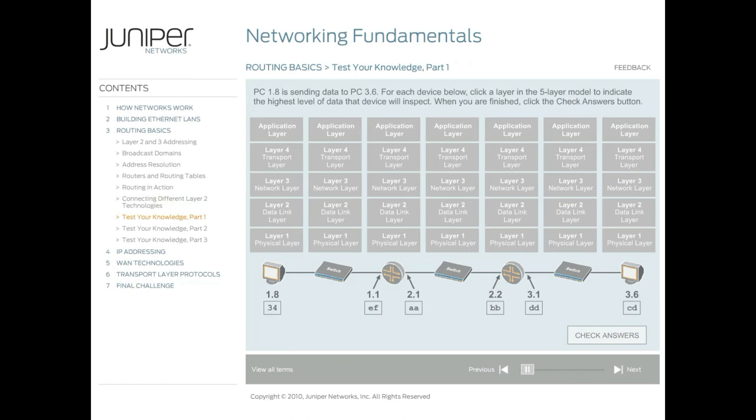Here's a chance to test your knowledge. As you saw in this section, different devices have access to different layers of data in the five-layer model. In the simplified network diagram on screen, let's assume PC 1.8 is sending data to PC 3.6. To get there, the data passes through various devices. For each device shown on screen, click a layer in the five-layer model to indicate the highest level of data that device will inspect. When you are finished, click Check Answers.